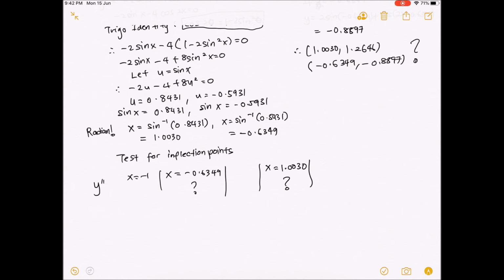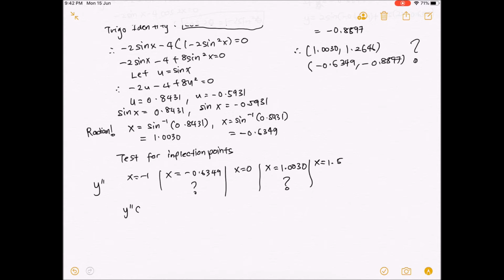Let's say I choose x equals negative 1 here, x equals 0 here, and x equals, you can choose x equals 2, but that's too far from 1. So I choose x equals 1.5. Let's see.